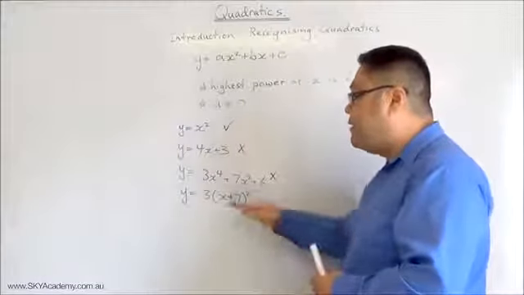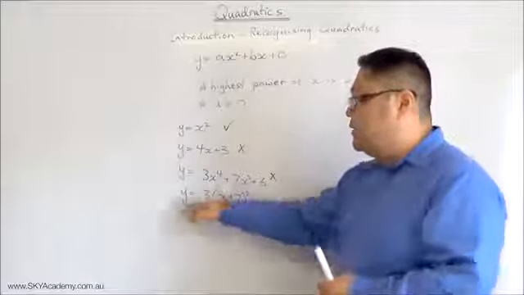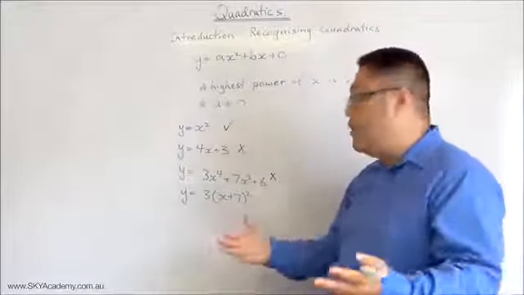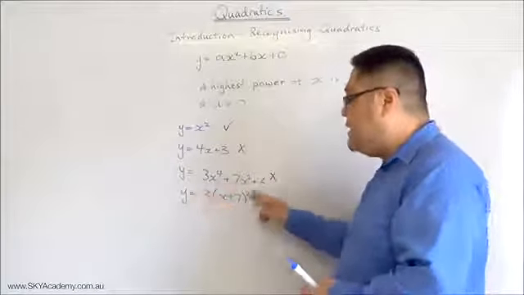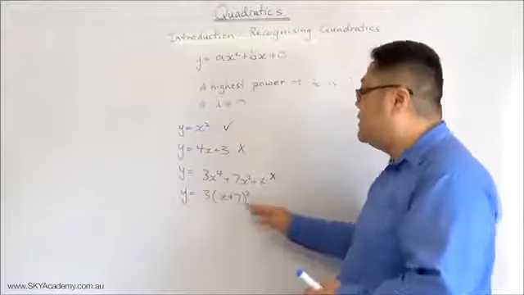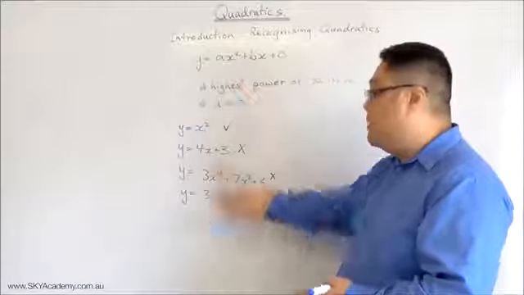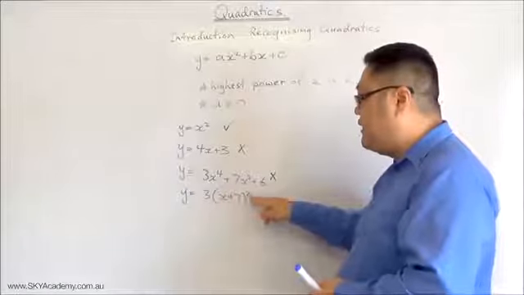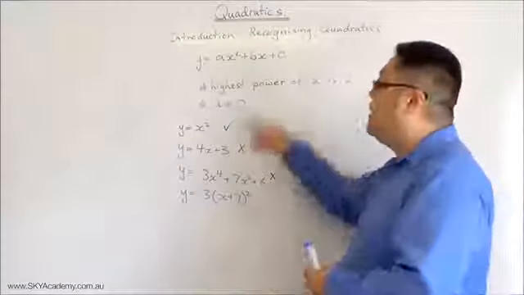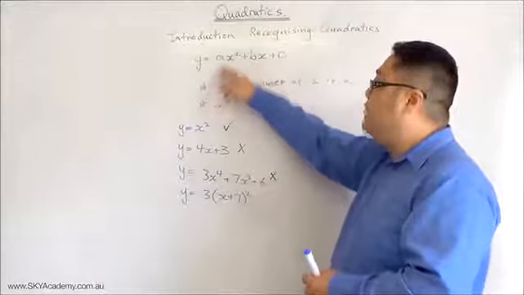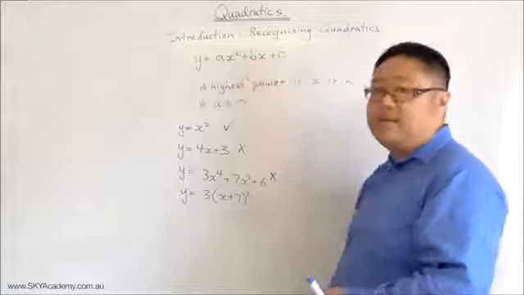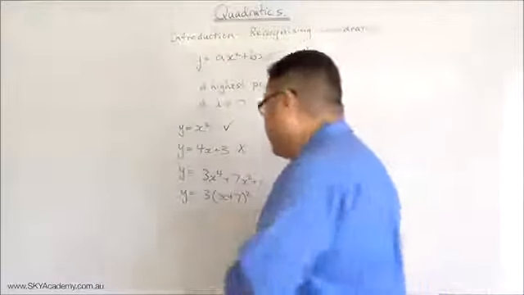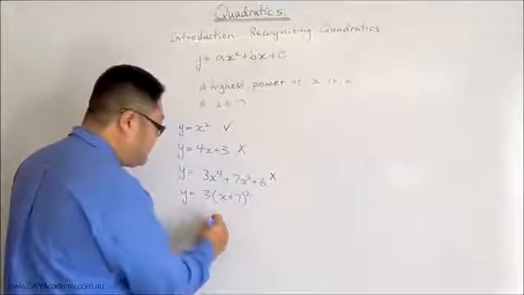Now, this one here, is that a quadratic? Well, we don't know until we expand this out and turn this into a form that looks like that. But the answer is yes, it is a quadratic, because if you square x plus 7, the highest power will be 2, and you will have numerical values for a, b, and c. Let me just quickly do that on the board to show you that that is a quadratic equation.